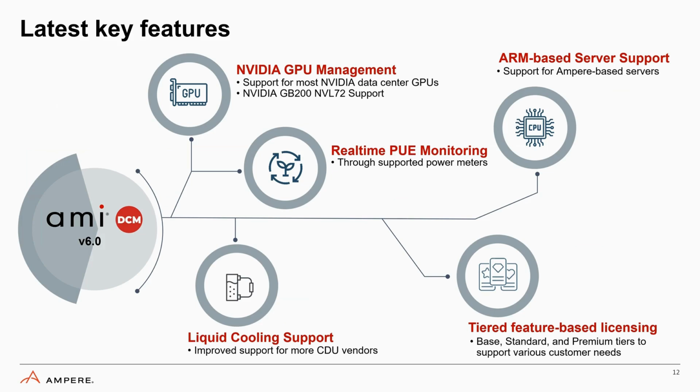We've also got tiered feature-based licensing now. We've run into customers who say, I like your tool, but I don't need all of the features, I only need one level of the features. So we've now added an ability to lower the cost of entry so that those customers can come in and use the tool without having to pay for features that they're not looking for.